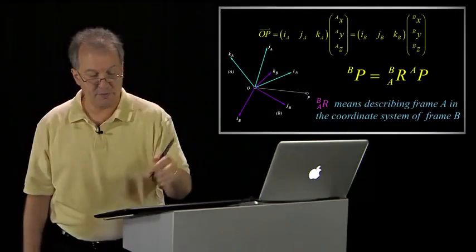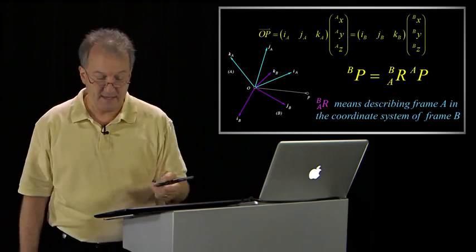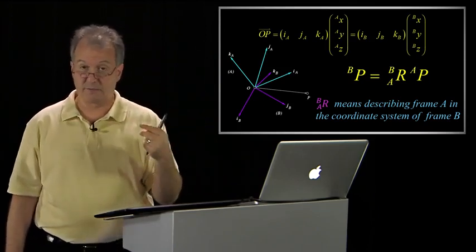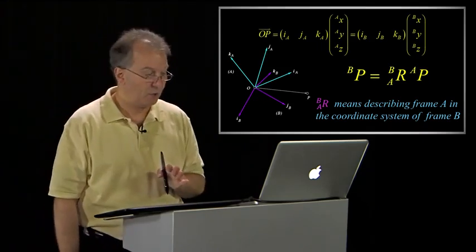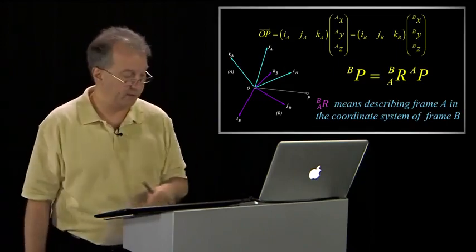So if you gave me the location of a point in terms of the components of A, and it's only a rotation, after applying R, I get the components in the frame B. So what does R look like? Well, there are two ways to think about this. First, we'll think about it the hard way.